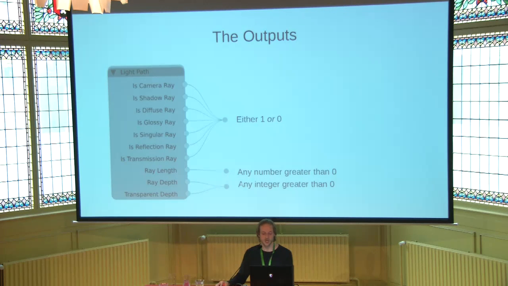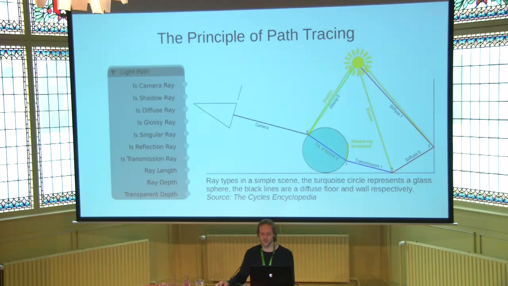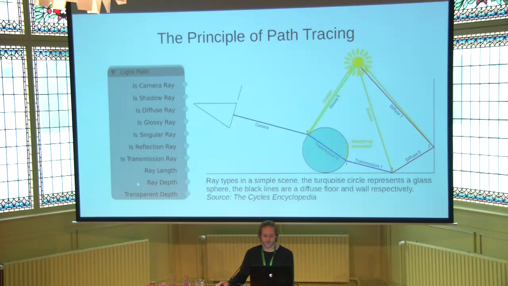That is, every time a ray bounces, and that includes the transmission ray, is also considered a bounce. So every time a ray bounces, this number gets increased, and the transparent shaders in cycles, they're not physically correct, so they are their own type of shader, and that's why they're captured with the transparent depth, as opposed to the ray depth. There's a slight distinguishing between the two.